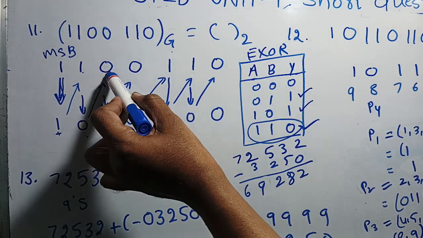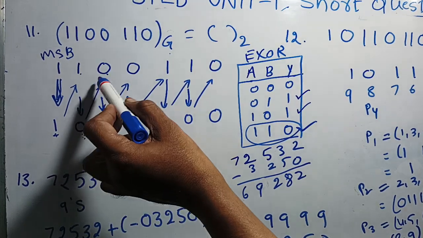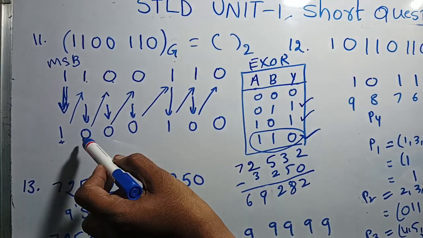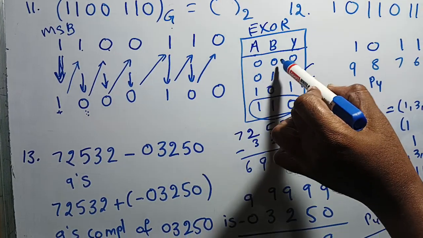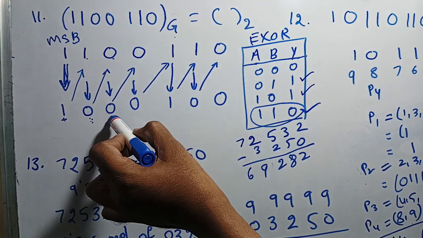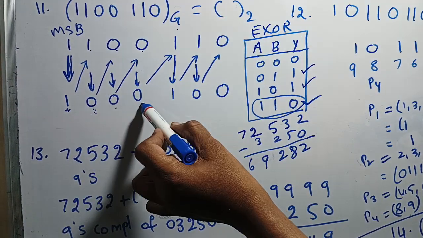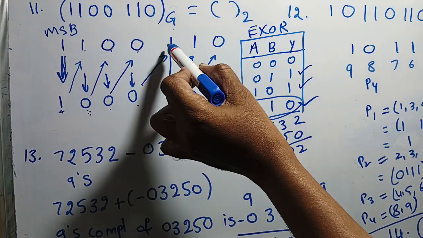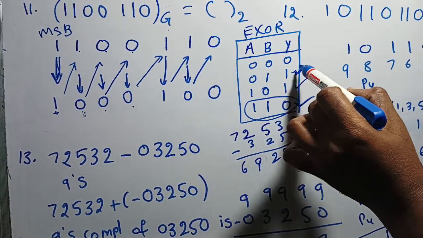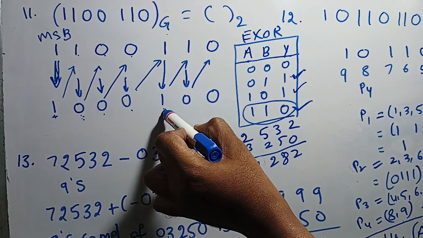Again, for the result and the next bit, perform the XOR operation. 0 XOR 0, result 0. Again 0 XOR 0, result 0. Then 0 XOR 1, the result is 1. I am writing 1 here.